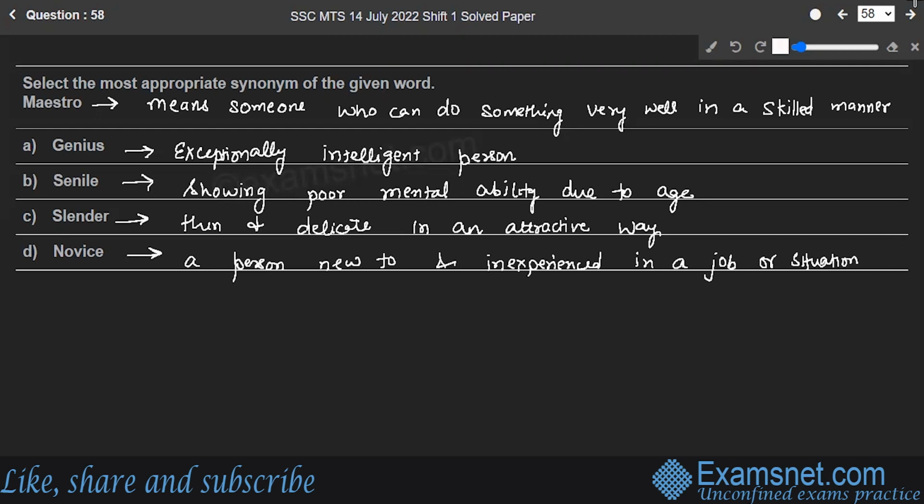In a job or situation. So we have to find out the synonym of the word maestro, which is nothing but genius. Maestro means someone who is very skilled in a particular field, same as the genius word. So option A is the correct answer to this question. Hope you are clear with this. Let's move to the next question.